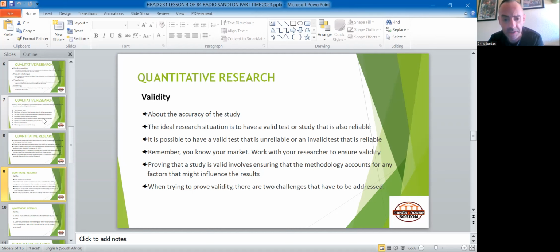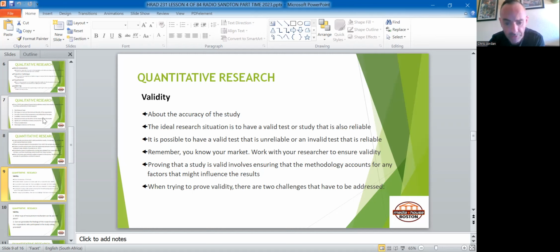Proving that a study is valid involves ensuring that the methodology accounts for any factors that might influence the results. So we want to use methodologies that are tried and tested, and not something that we're just starting or using once off. We might build hybrid methodologies as well, which is quite common. But once again, it must be tried and tested so that we can tweak out what wasn't effective in the actual execution of it, and what was.